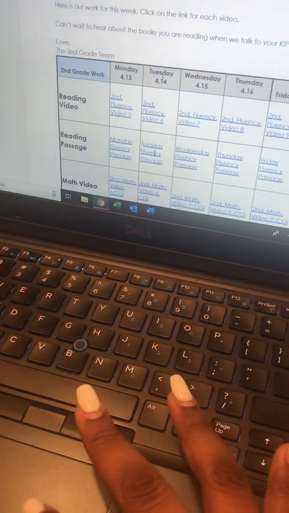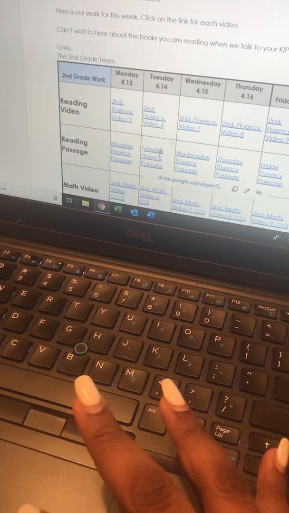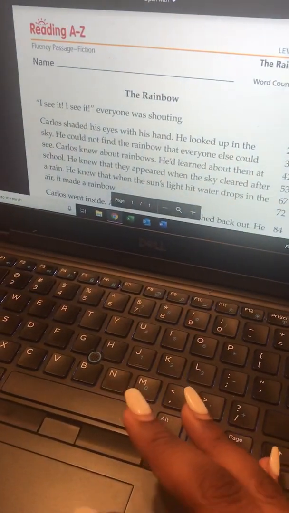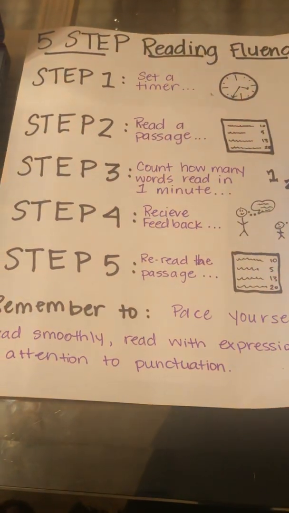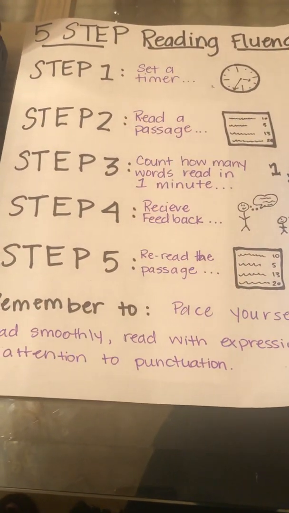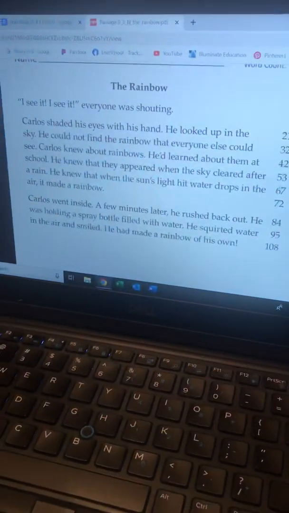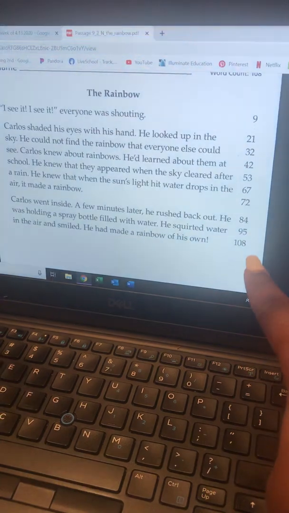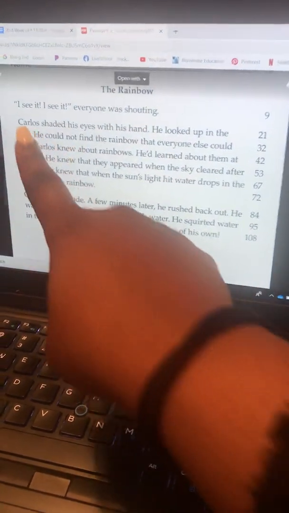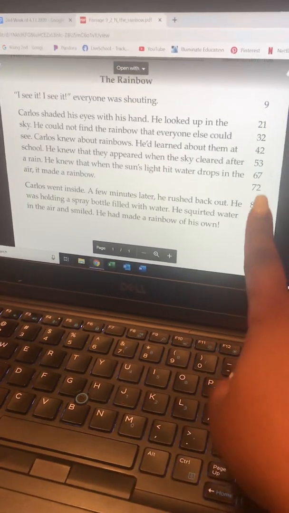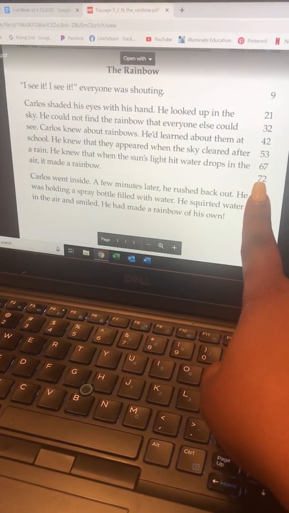I'm going to go to today's date, Tuesday, April 14th. Click on Tuesday Fluency Passage and click on the passage provided. Today's story is called The Rainbow. Step 3. Count how many words read in 1 minute. In your passage, it tells you how many words at the end of each line are read. If you read this entire part of your passage in 1 minute, that means you would have read 72 words in 1 minute.